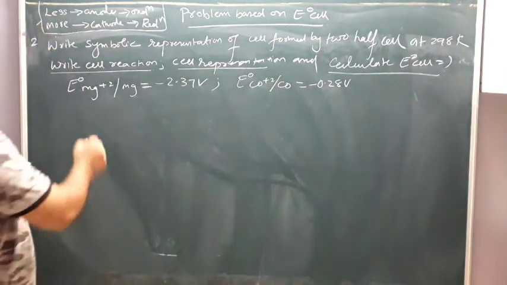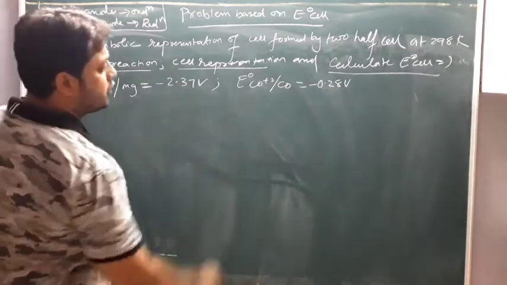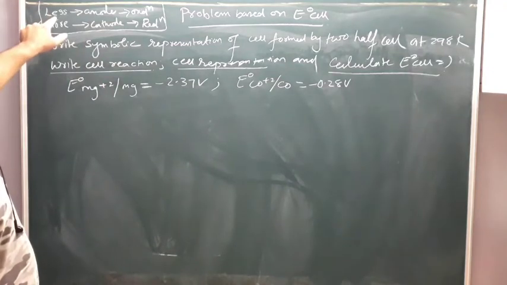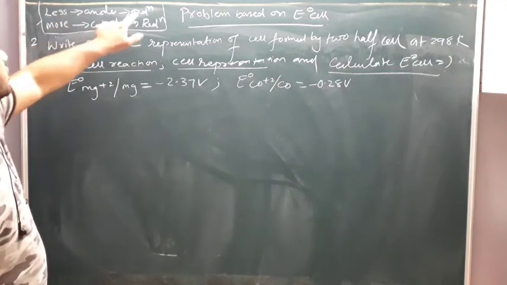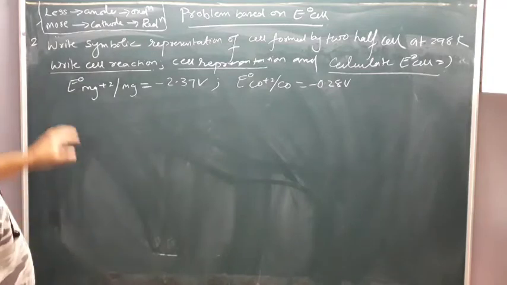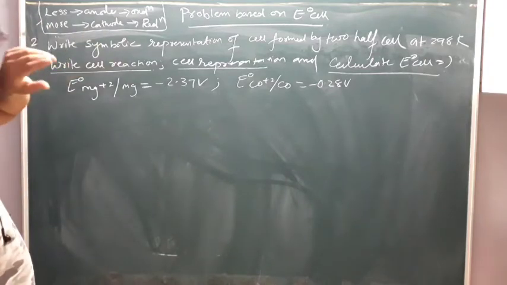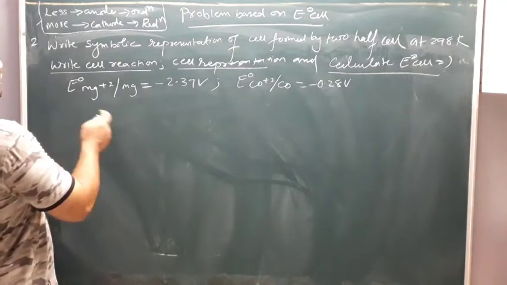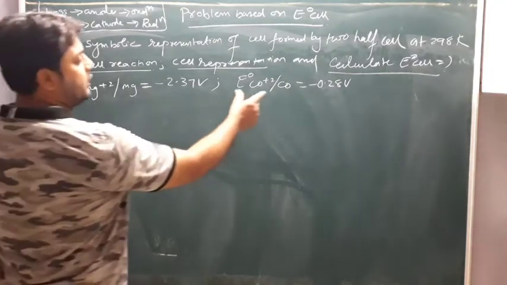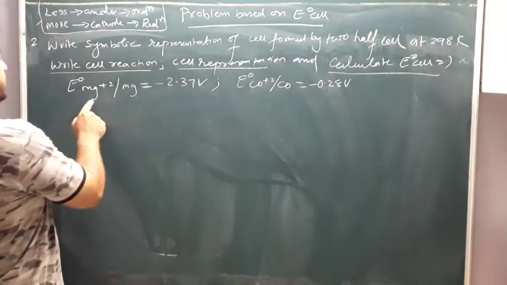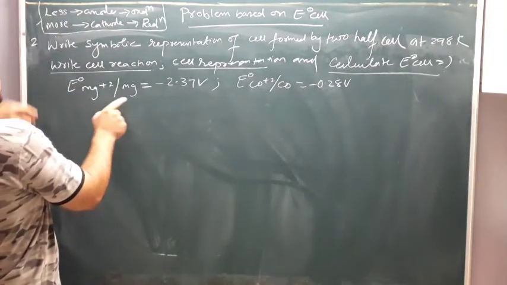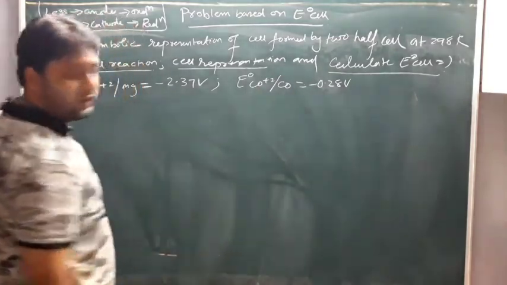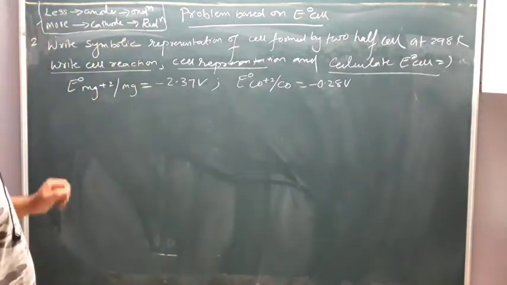Here, two cells are given, one is magnesium, another one is cobalt. So you know, same logic, the less value will be anode, and in anode oxidation occurs. The more value will be cathode, and at cathode reduction occurs. Point number 2. Here you can see both the values given are the reduction potential values themselves, because in reduction, ions will be converted into their solid form. So the reduction potential values are given, so no need to worry about it. Okay, so we'll start the problem.